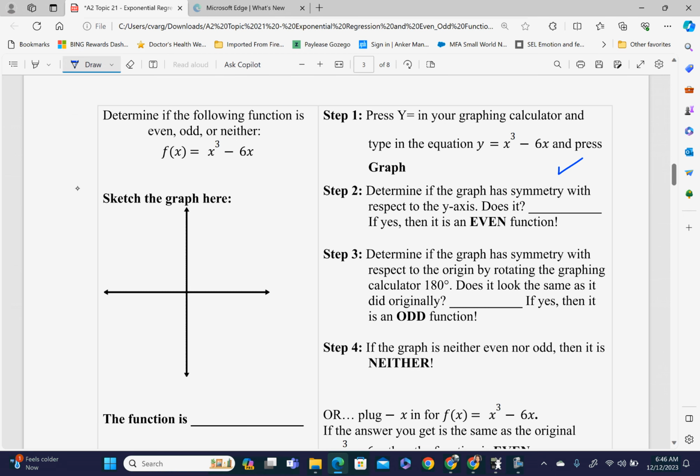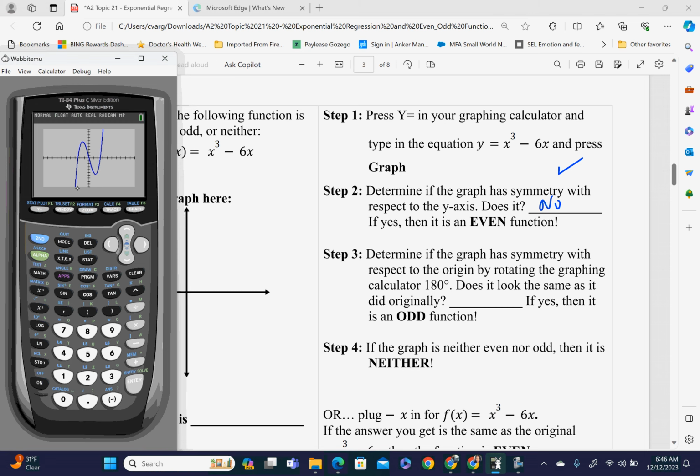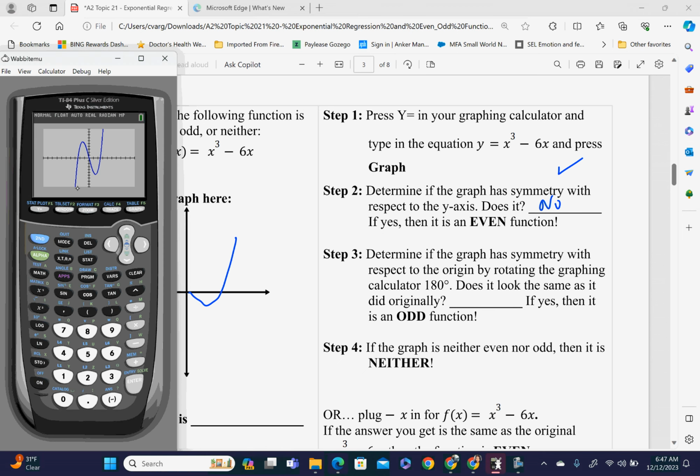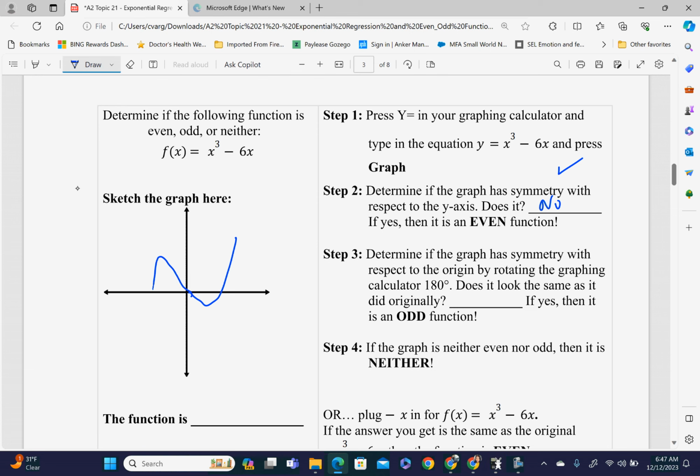So step 1, I did my graphing. This is a no, it is not even. If I flip it, let me graph this over here. I have something that looks like this, and on this side, if I go back, it looks like it might be odd. So I just did a quick graph.